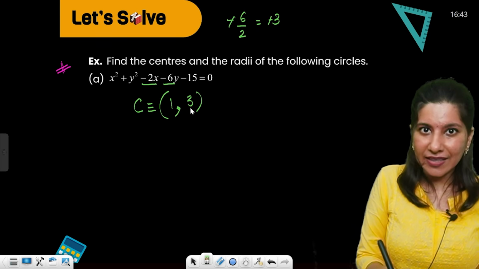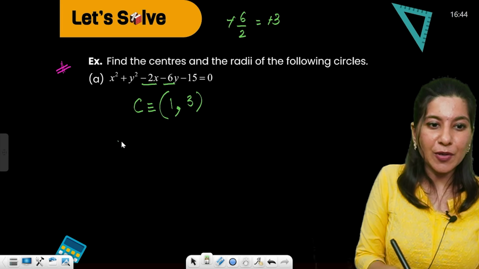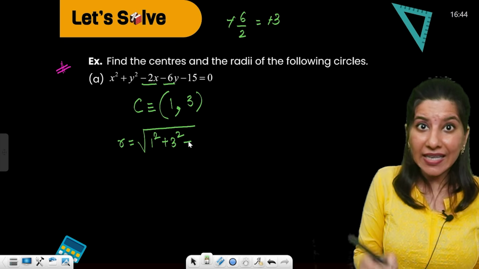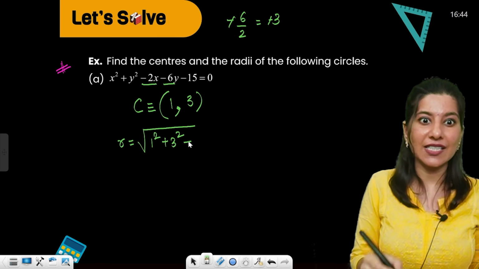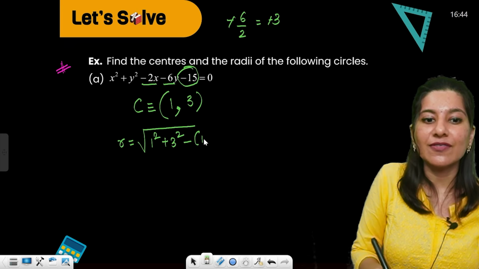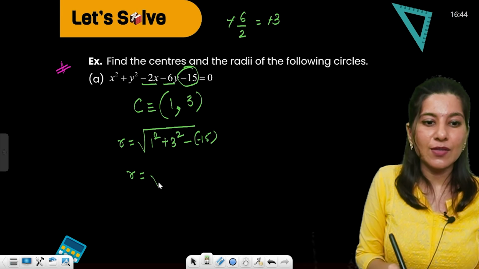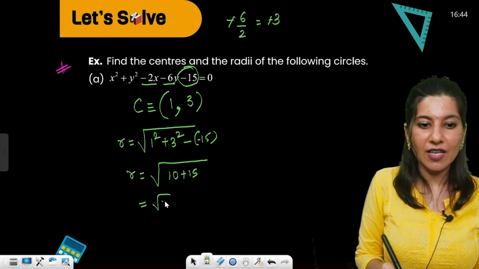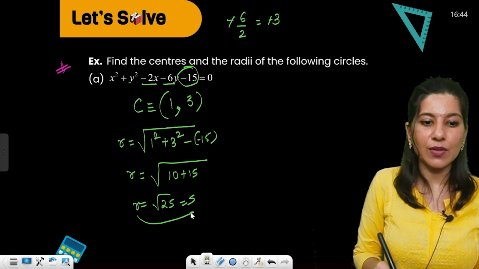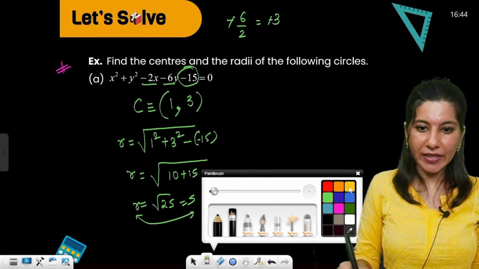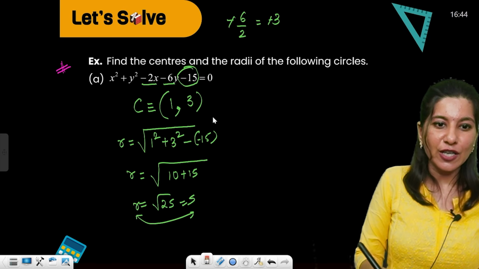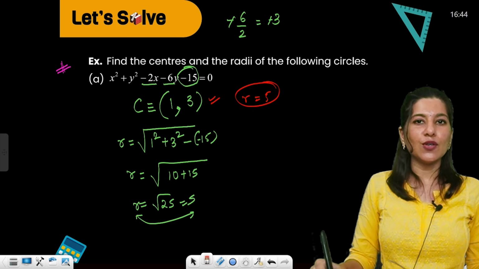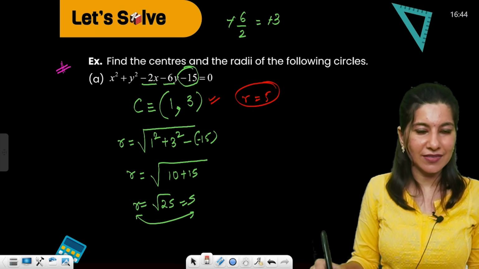The center is (1, 3). You know how we have calculated it. What about the radius? I have told you, square root of 1 square plus 3 square minus the constant. What is the constant? -15. That's it. So the radius will be 9 plus 1, 10, plus 15, 25, and the root of 25 is 5. The radius is coming out as 5. So the center is this and the radius is 5.